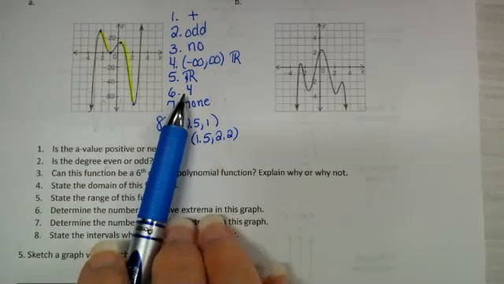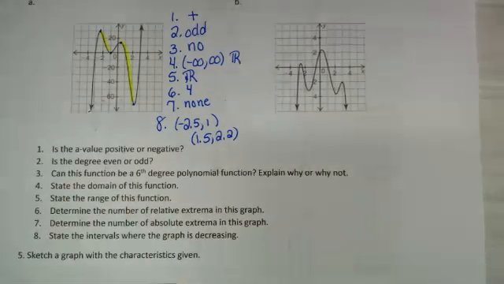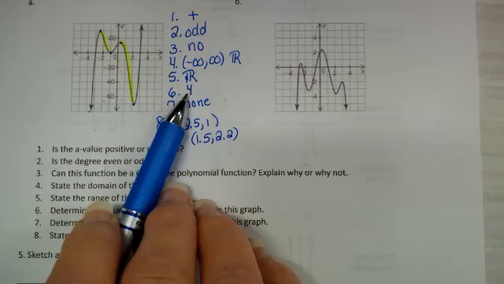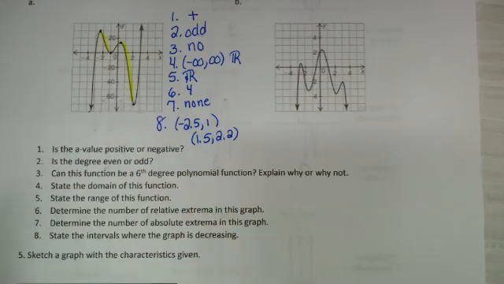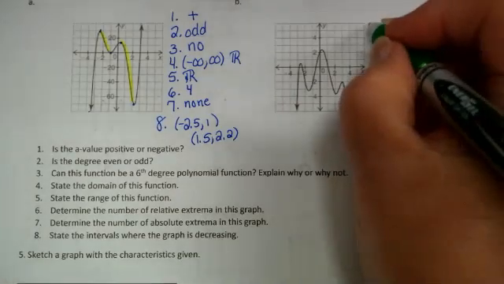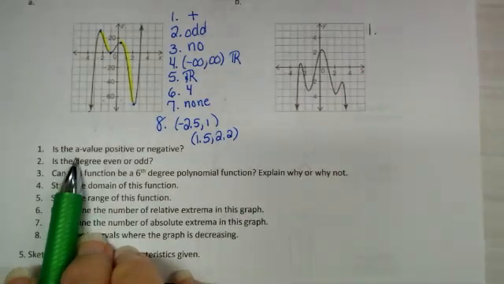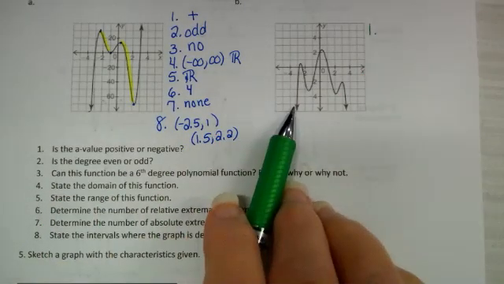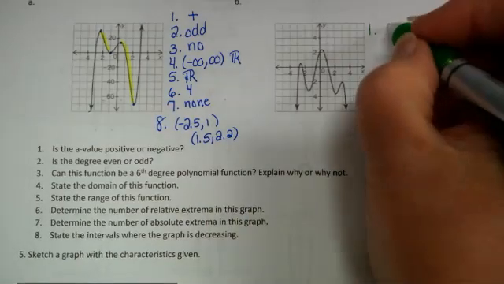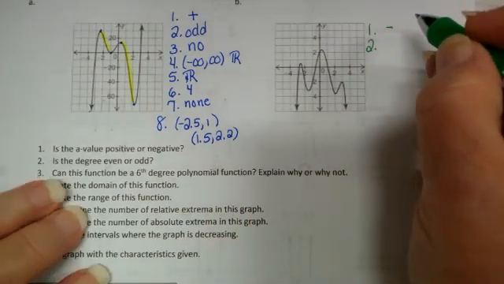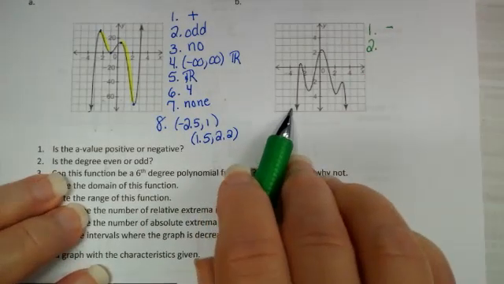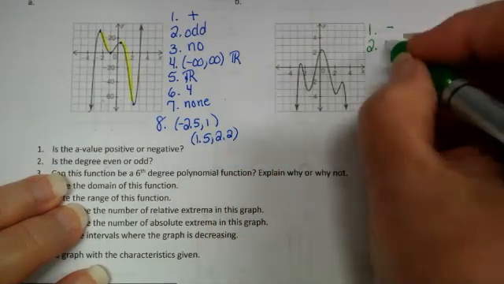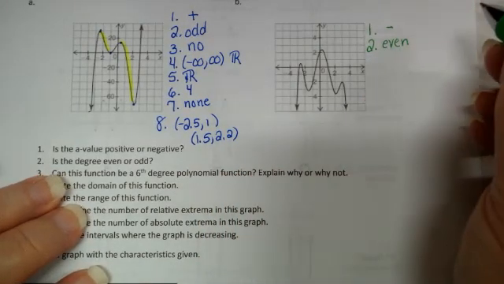Now, because this had 4 relative extrema, it could have been an x to the 5th graph or anything larger. It couldn't be an x to the 3rd graph because the degree has to be bigger than the number of extrema. Let's take a look at letter B and answer the same questions. Is the a value positive or negative? Well, it's a down, down. So I'm going to have to say it's a negative. Is it even or odd? Well, since the end behavior is going the same direction, it must be an even degree.